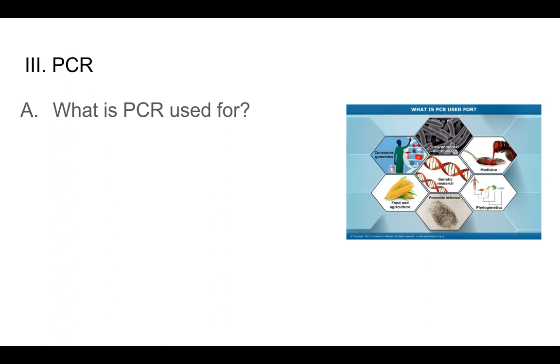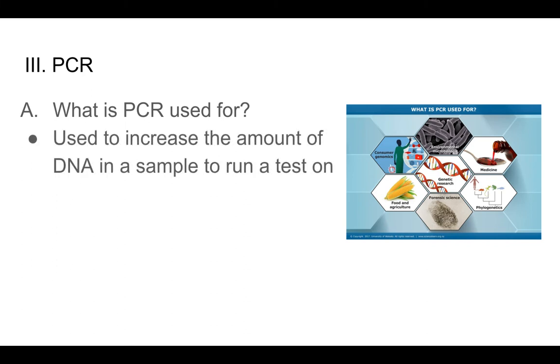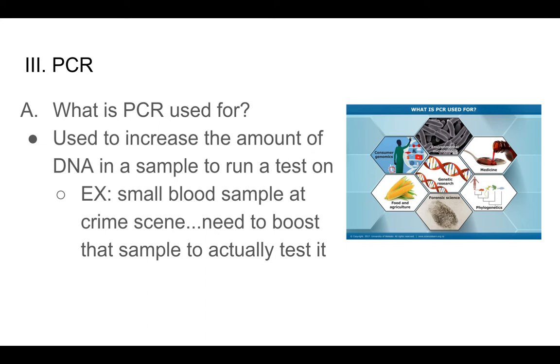So there is a technique called PCR, polymerase chain reaction. And really what we're doing in performing PCR is we are taking a very small sample of DNA and we are increasing the amount of that DNA in a sample so that we can run a test on it. For example, maybe at a crime scene, there's a very small amount of blood that has been left behind, and that small amount of blood is not enough to run testing on. So we would need to amplify or increase that sample so that we could actually run tests on it.